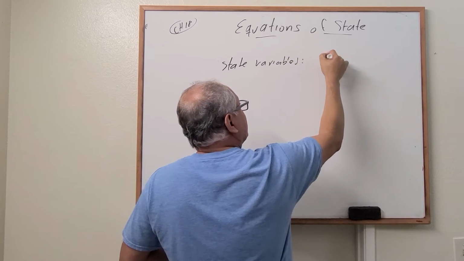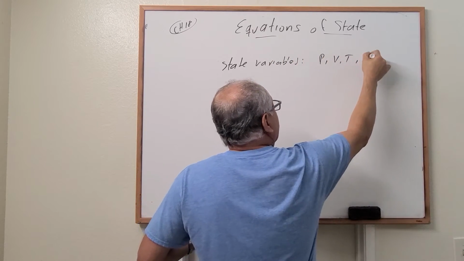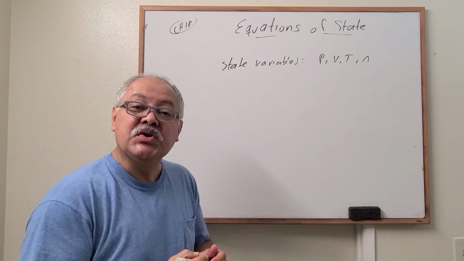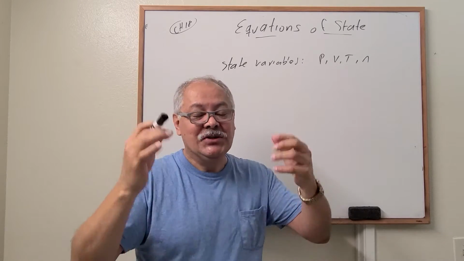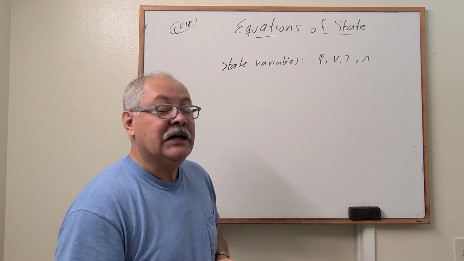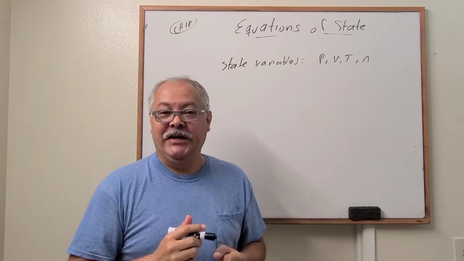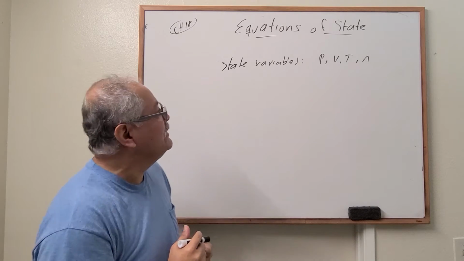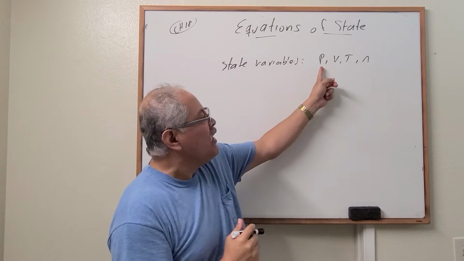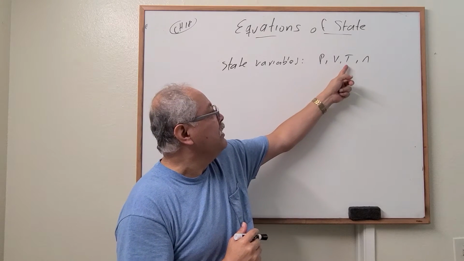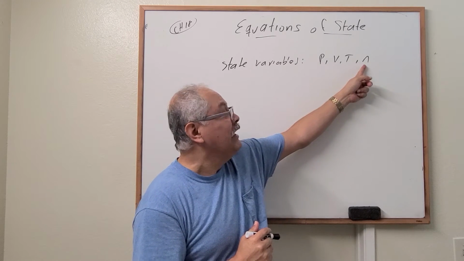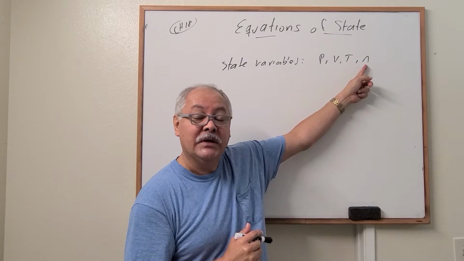We have pressure, volume, temperature, and the number of moles to describe, let's say, the motion of the gas in a container. Okay, perfect. We are familiar with pressure, very well, volume, temperature, absolute temperature, and so on. Let's go to number of moles.